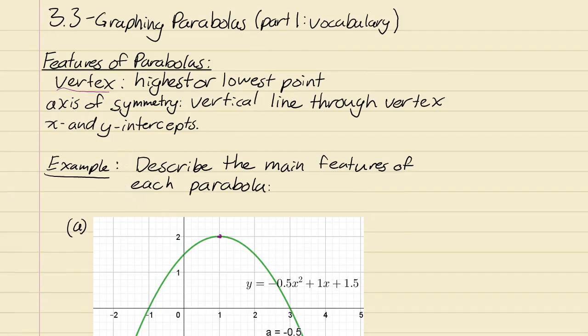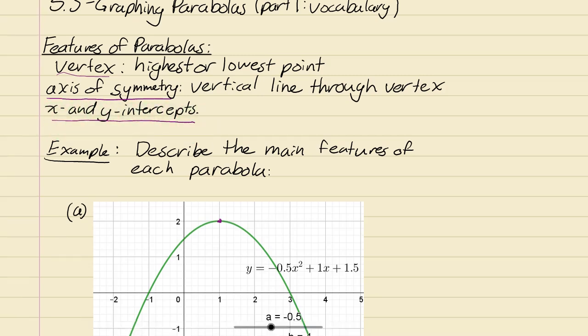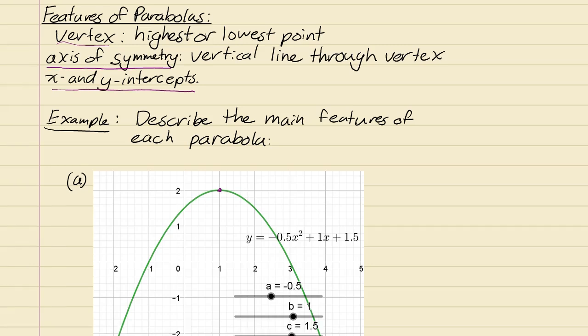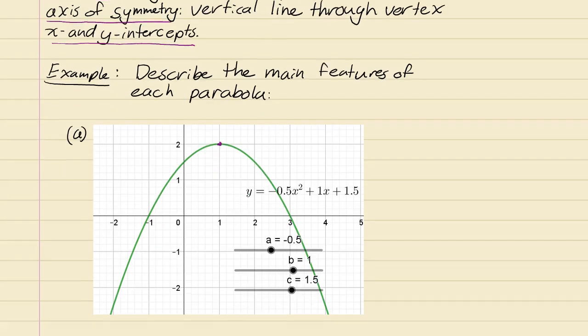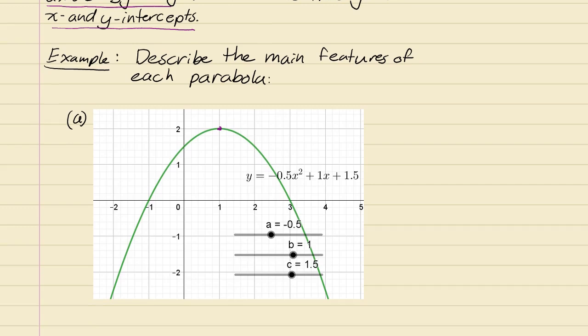The axis of symmetry is this vertical line through the vertex, just the line that goes up and down there. And there's also the x and y intercepts that you want to describe when you're talking about the graph of something. So here's an example of that stuff. When you've got y equals negative 0.5x squared, plus 1x plus 1.5, then the graph will look like this.